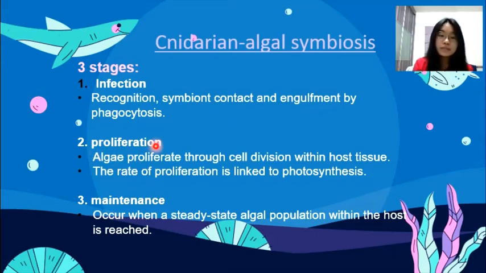The second step is proliferation, in which the number of algal cells will increase. Algae will proliferate through cell division within host tissue. The rate of increase of these algal cells actually depends on photosynthesis. The third step, which is the final step, is the maintenance. It occurs only when the algal population reaches a steady state.